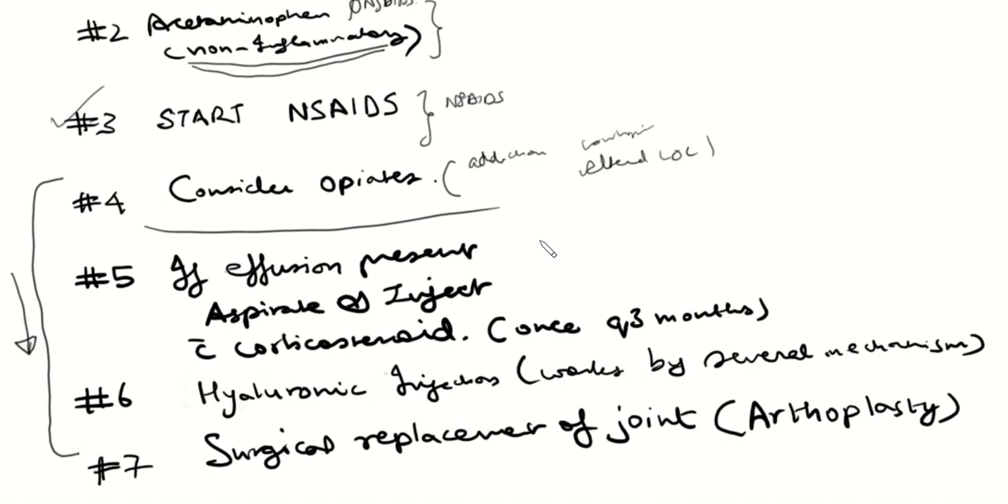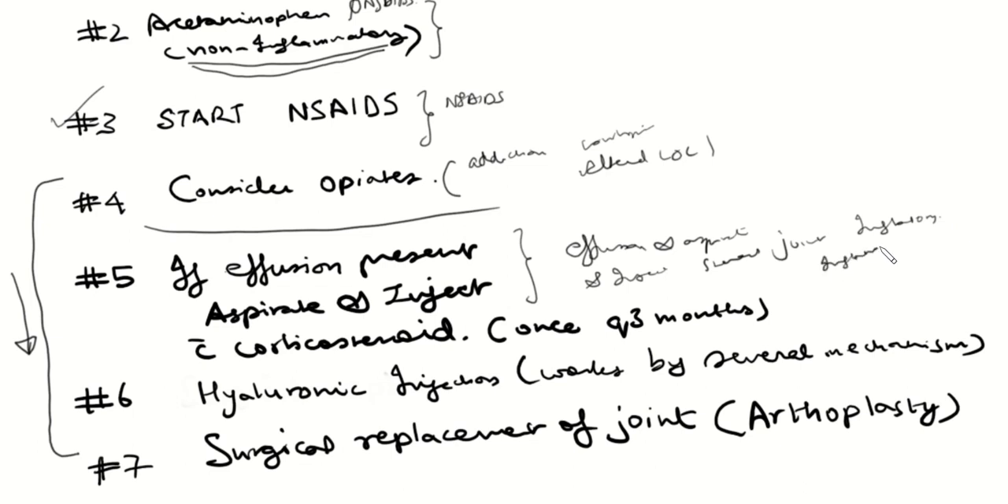So if there's an effusion that's present, the provider may choose to take out the effusion, aspirate the effusion, and inject steroid in the joint. That's corticosteroid in the joint. So that takes out the inflammatory parts, that takes out the gunk, so to speak, and the steroid calms the inflammation down. Okay?